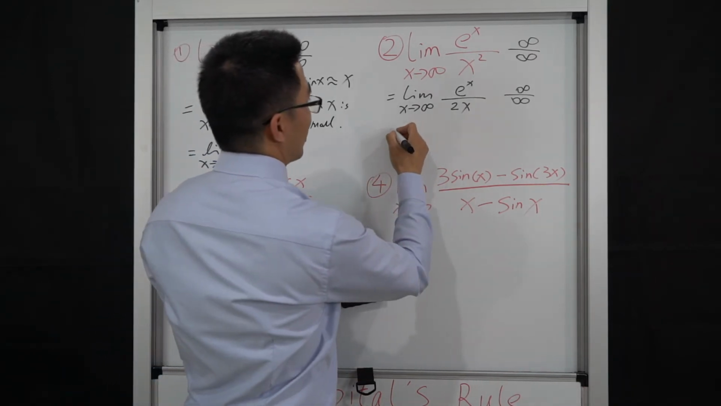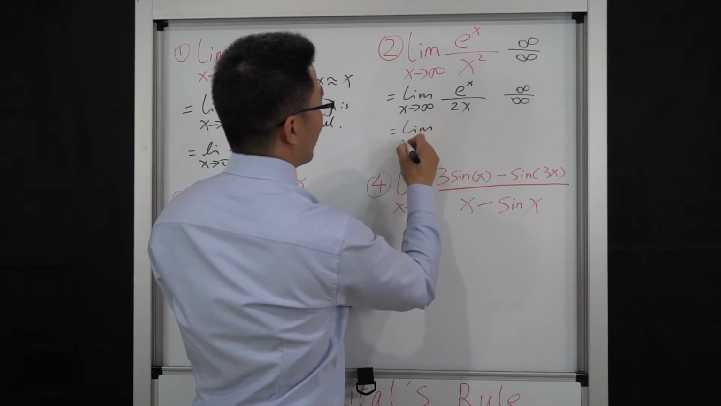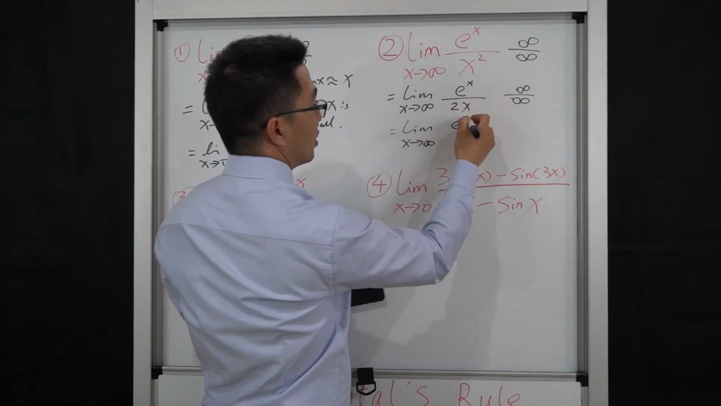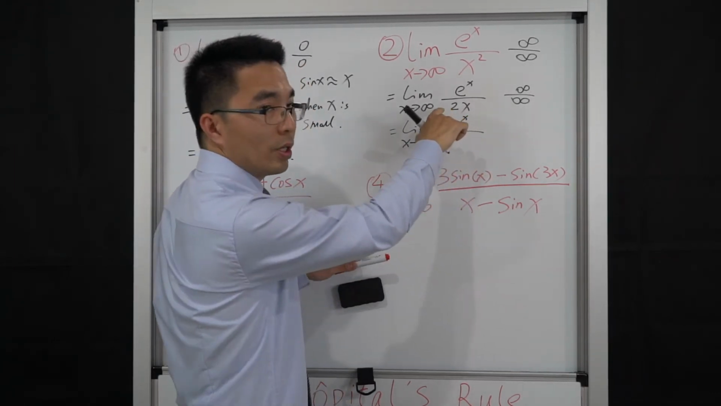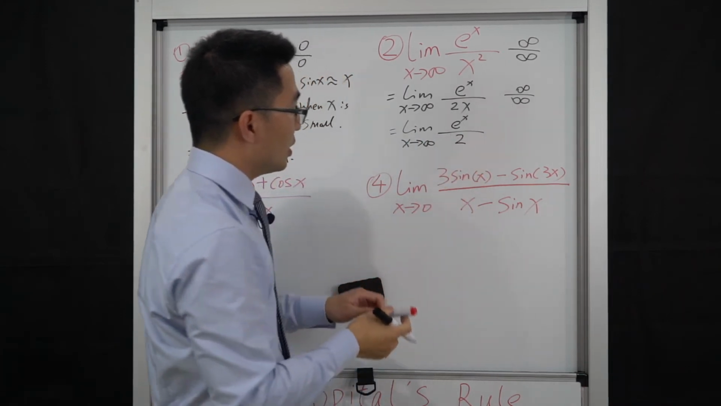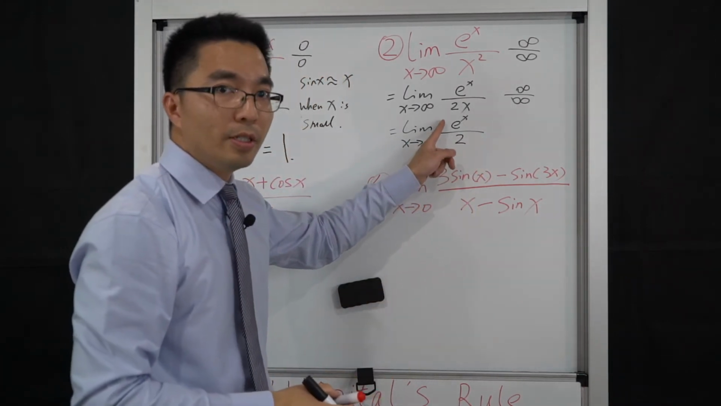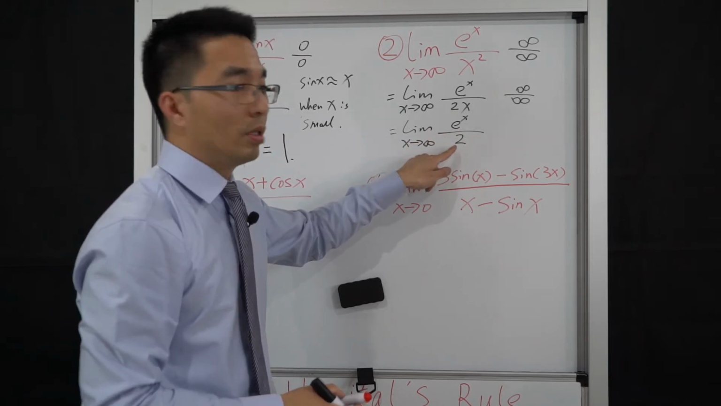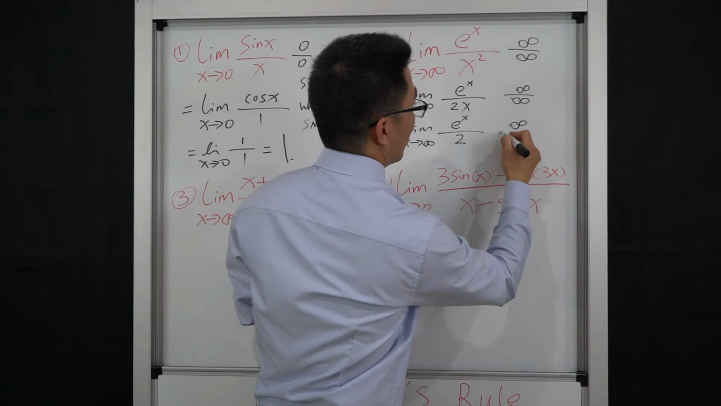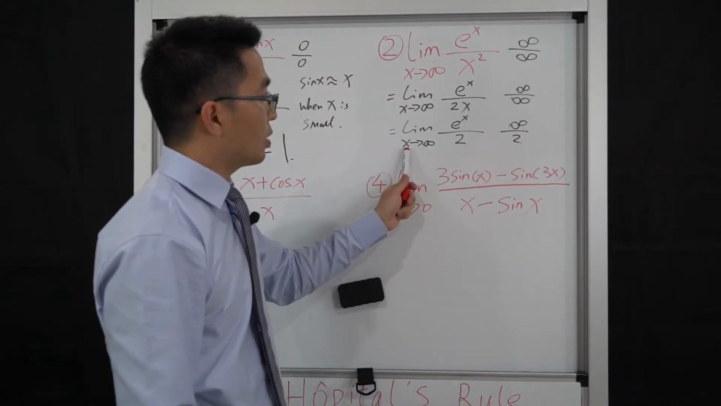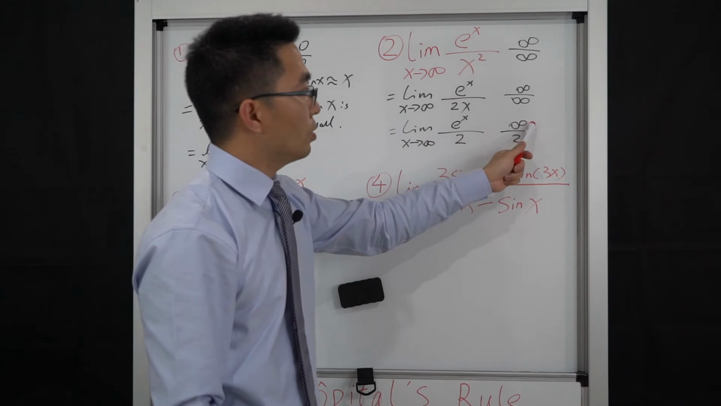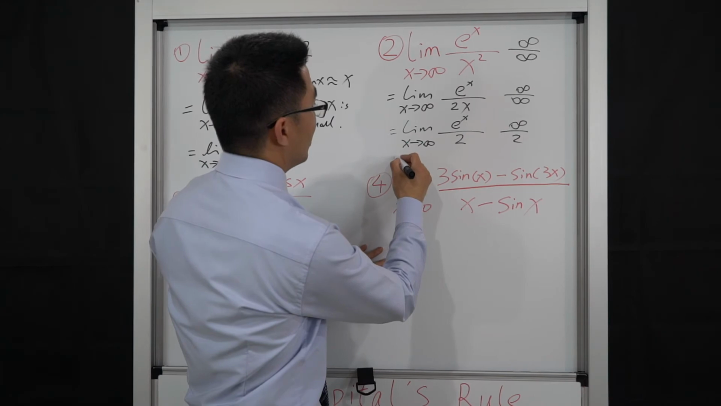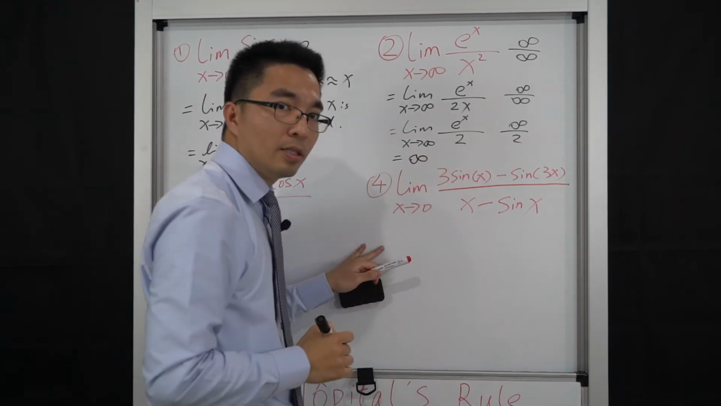So the limit as x goes to infinity of e^x, we still have e^x, over the derivative of 2x, which is 2. Then we no longer have an infinity over infinity form. Here we have infinity over 2. So when x approaches infinity, this is approaching infinity divided by a specific number. So at the end, the limit is infinity.